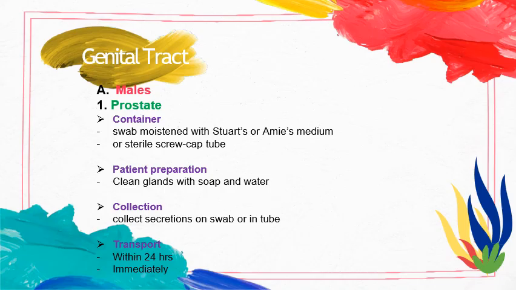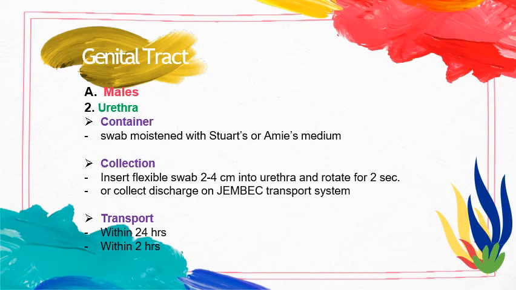For males, on the prostate portion, same swab moistened with Stuart's or Amies medium, or a sterile screw cap tube. Clean the glans with soap and water. Collection is to collect secretion on a swab or in a tube, and the transport is 24 hours or immediate. Last is your urethra. Use a swab moistened with Stuart's or Amies medium as the container. Collection is to insert a flexible swab 2 to 4 cm into the urethra and rotate for 2 seconds, or collect discharge, or use a Gen-Probe transport system. The transport is within 24 hours or within 2 hours.